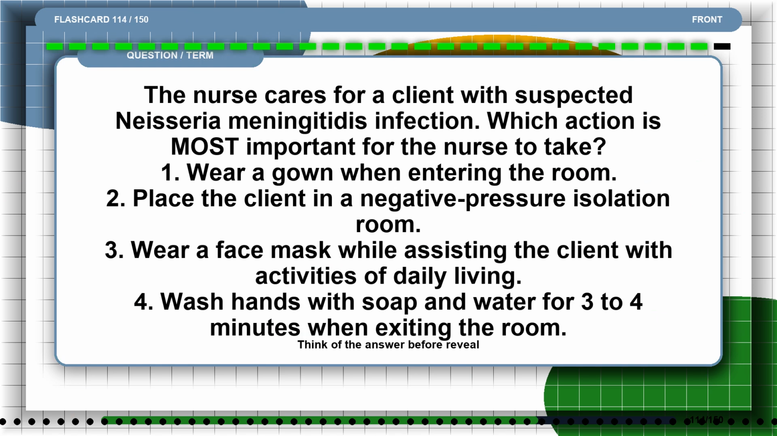Flashcard 114. The nurse cares for a client with suspected Neisseria meningitidis infection. Which action is most important for the nurse to take? 1. Wear a gown when entering the room. 2. Place the client in a negative pressure isolation room. 3. Wear a face mask while assisting the client with activities of daily living. 4. Wash hands with soap and water for 3 to 4 minutes when exiting the room. Think of the answer before the reveal.